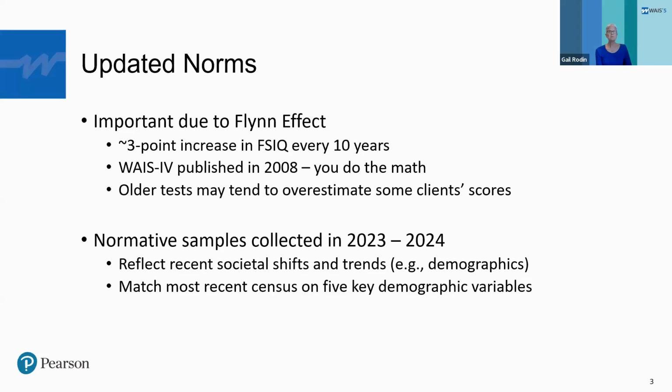Now, the normative samples for WAIS-5 were collected in 2023 and 2024 so that they reflect recent shifts and trends, primarily demographic changes in the makeup of our population here in the US, and they do match the most recent census on 5 key demographic variables. I will mention that one reason, probably the primary reason, why the WAIS was delayed in coming out with the newest version was, you guessed it, COVID.